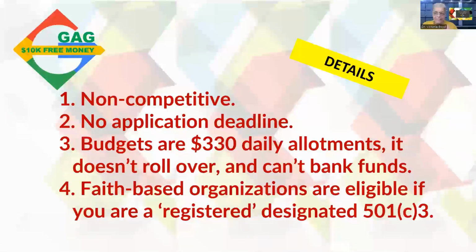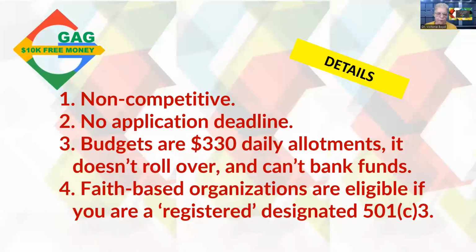Now, let's go through some of the details of a Google Ad Grant. First of all, it is non-competitive. That means you're not putting your application in a pool where a lot of other nonprofits might be, and then you're ranked, or then it's decided if you should get the grant. Every nonprofit that is eligible and has all of the technical specifications in place will get the grant. So that means it's non-competitive. There's no deadline application. You can apply for and get the grant anytime. As soon as you have the technical specifications ready, you can apply for the grant.